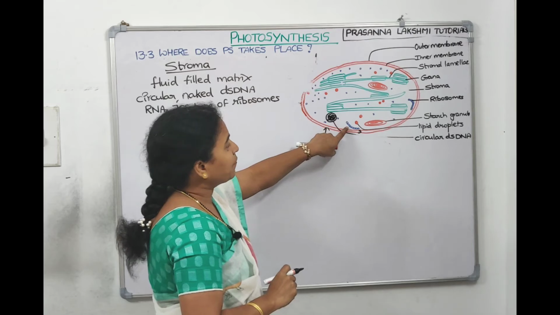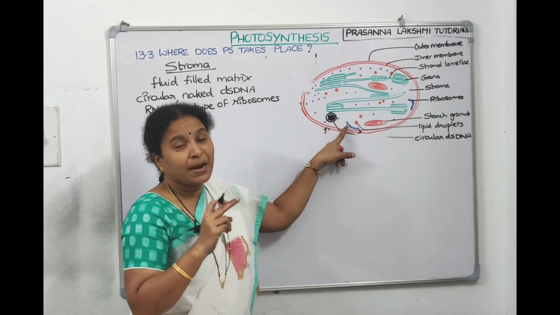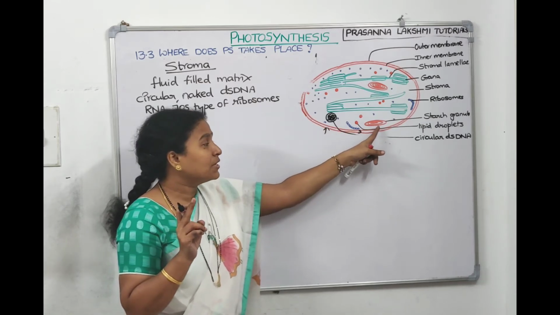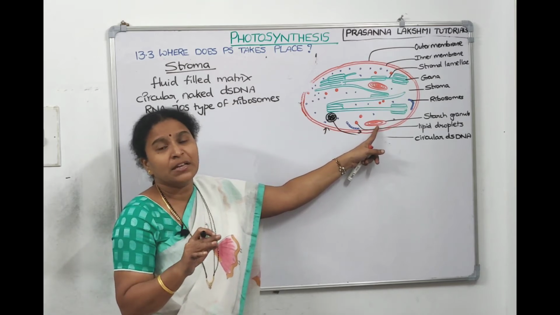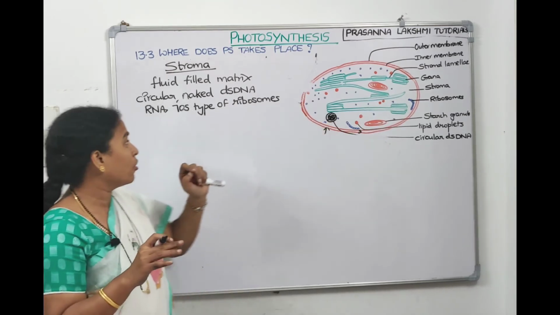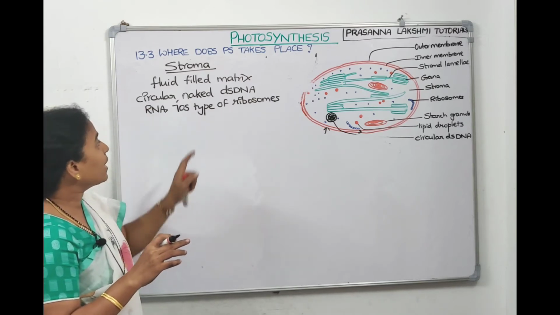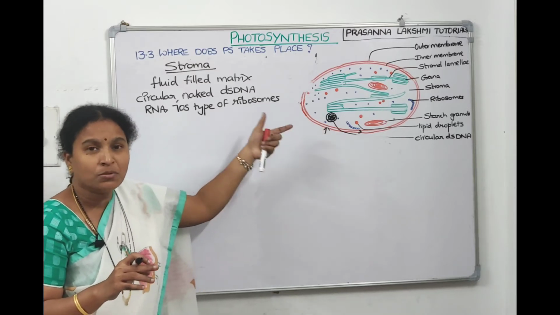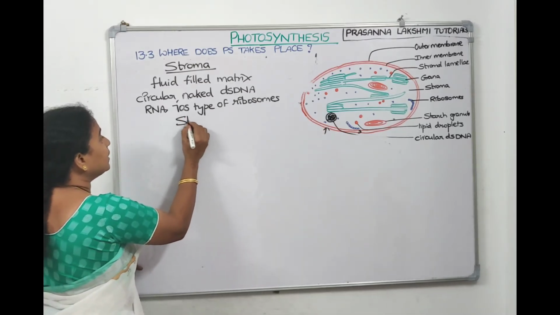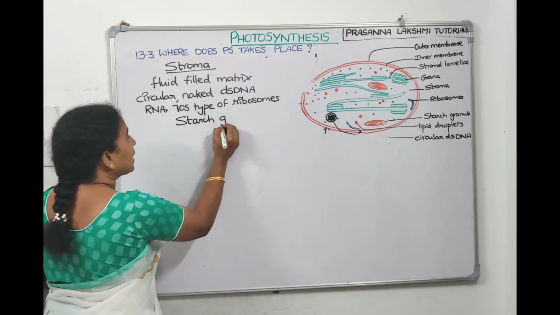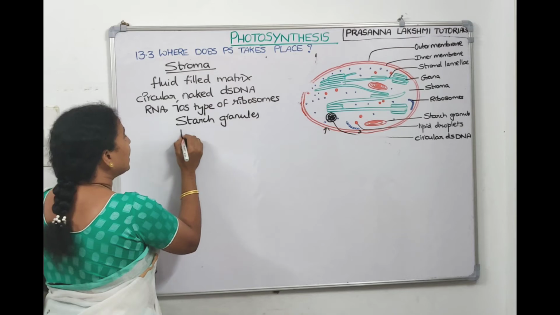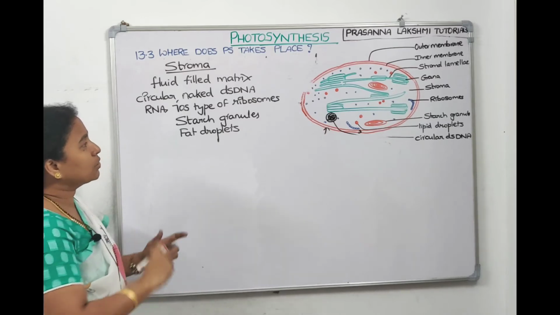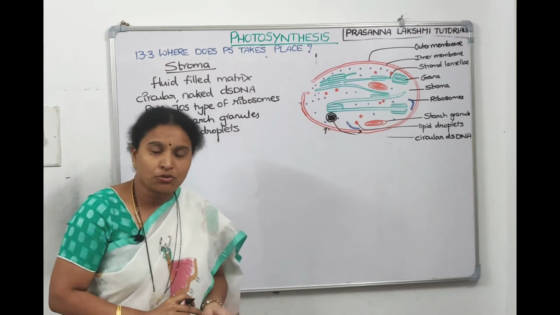Here the food is prepared and stored as starch granules, and excess reserve is stored as oil droplets, lipid droplets, present in the stroma only. So the stroma contains double-stranded DNA, RNA, 70S type of ribosomes, reserve food material as starch granules, and fat droplets. All these structures are present inside the stroma only.